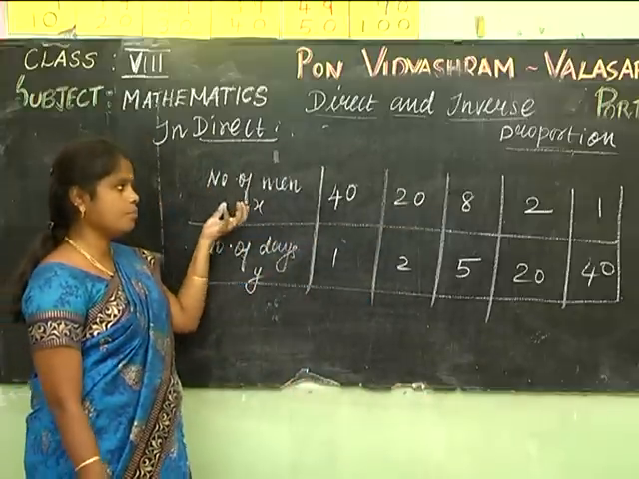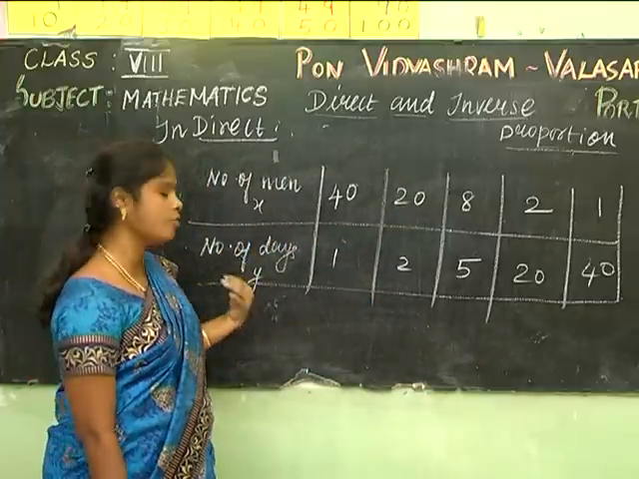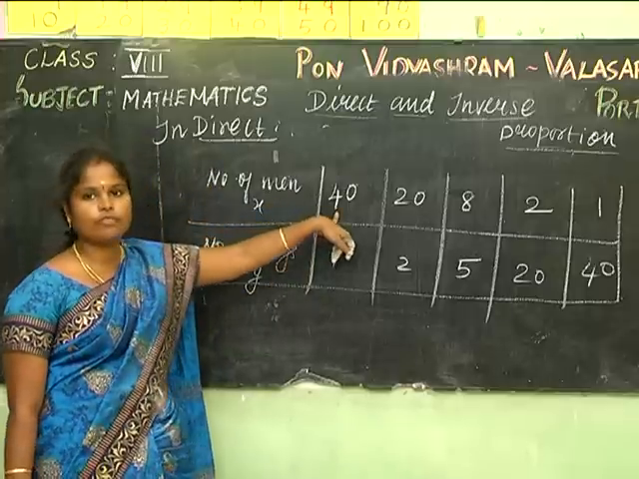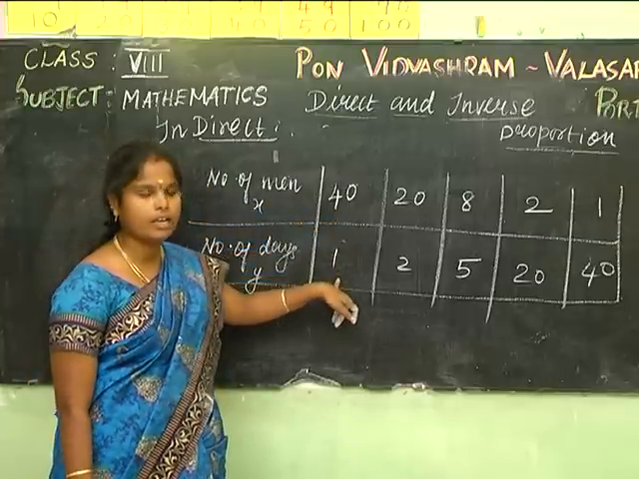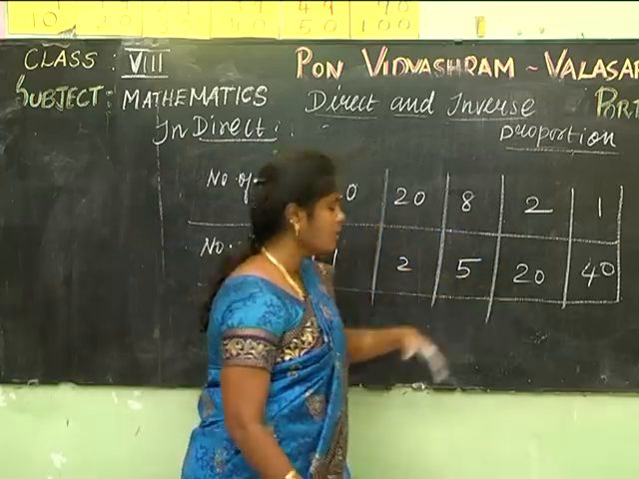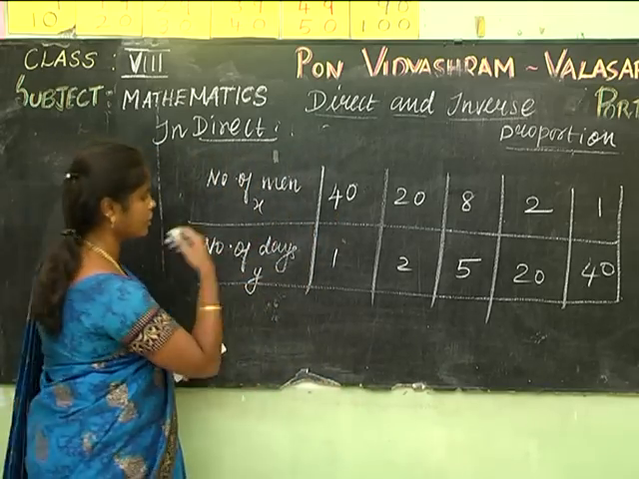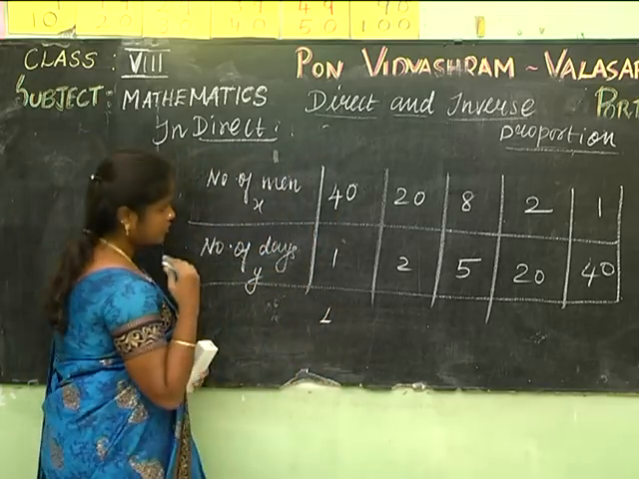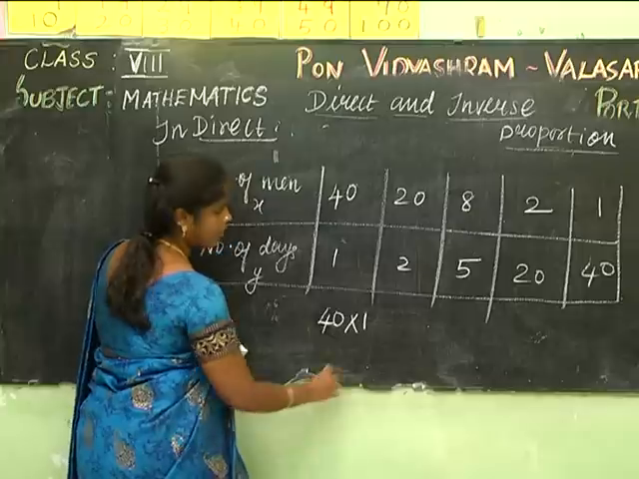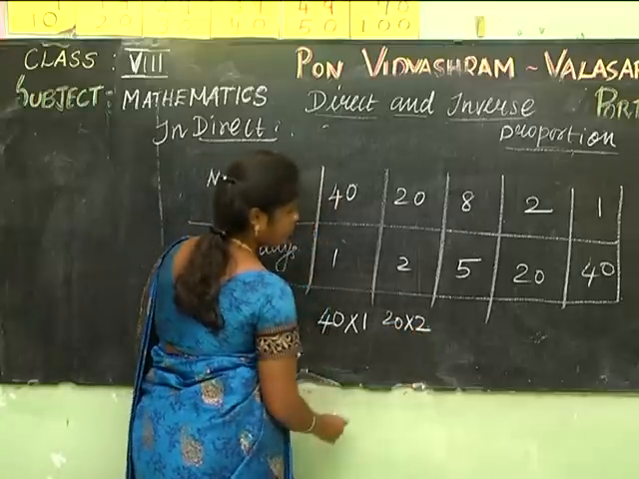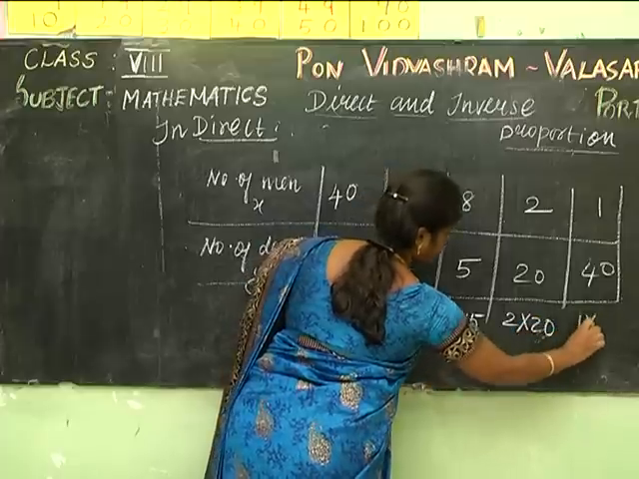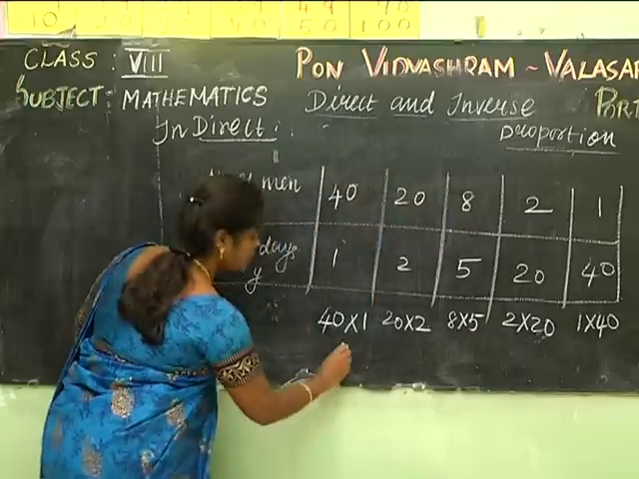So this is nothing but the example of number of men working in a project and number of days to complete the project. See, number of men given as 40. 40 men can complete a work in 1 day. 20 men can complete the same work in 2 days. Similarly, the information is given. Now we'll find the product of these two variables. 40 into 1, 20 into 2, 8 into 5, 2 into 20, 1 into 40. The product of two quantities will be equal.